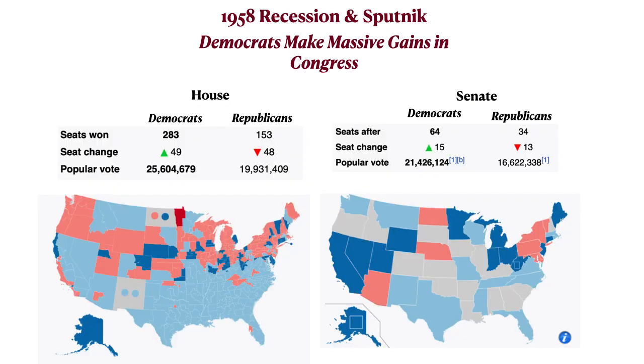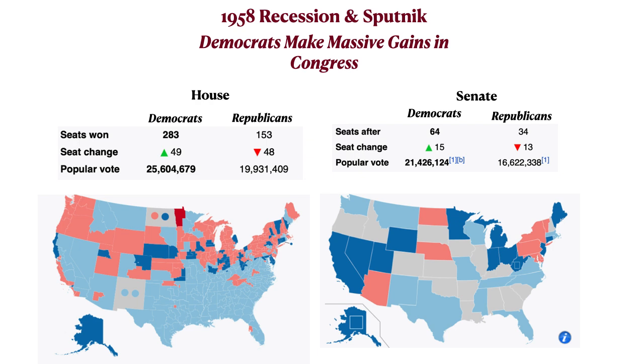Because of a combination of the recession of 1958 and the Sputnik crisis, the Democrats make huge gains in Congress. You can see 49 seats. They now have an overwhelming 283 to 153 lead. This is similar to the situation in the Great Depression. So the Republicans had clawed back a lot of seats after the Depression in a couple of elections, but then have lost most of them.